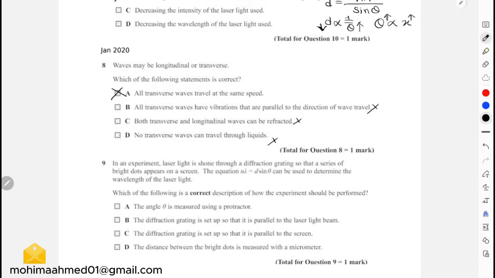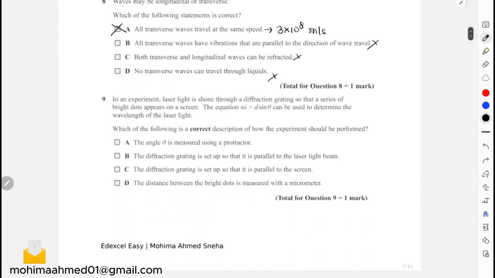All transverse waves travel at the same speed, which is actually 3 times 10 to the power of 8 meters per second, the speed of light. Right, so this is your final answer for question 8. And then again for the next part, in an experiment, laser light is shone through a diffraction grating so that a series of bright dots appear on a screen, and the equation n lambda = d sine theta can be used to determine the wavelength of the laser light.